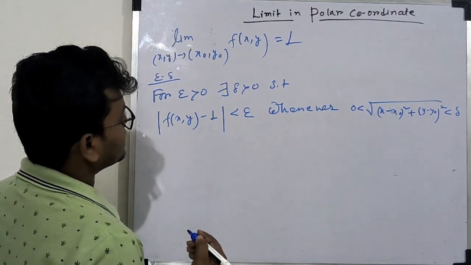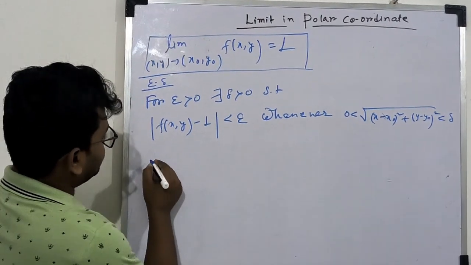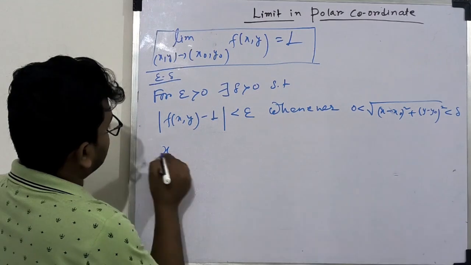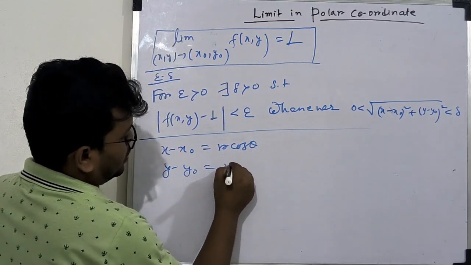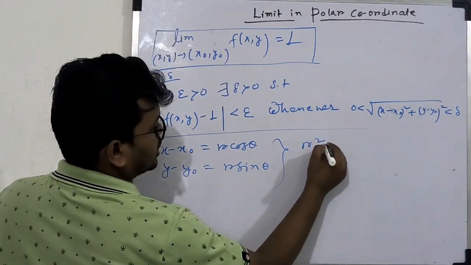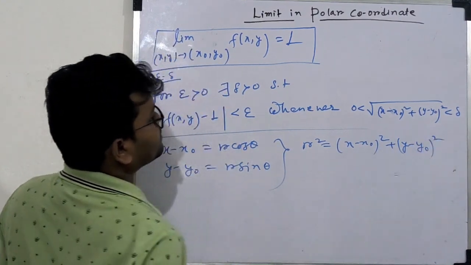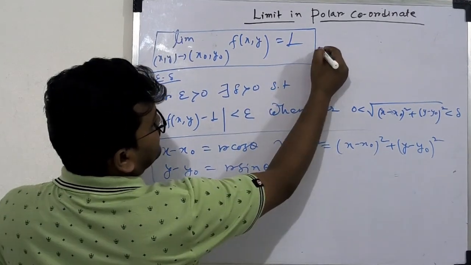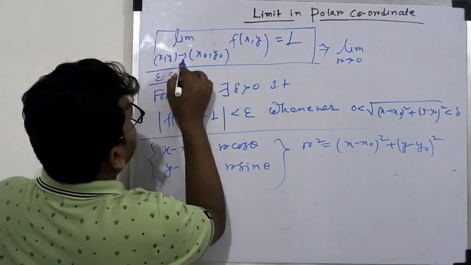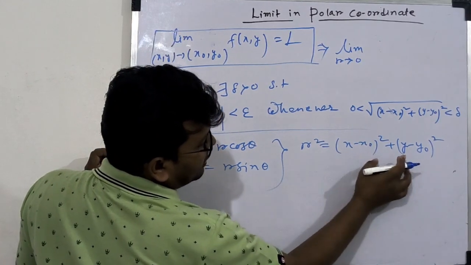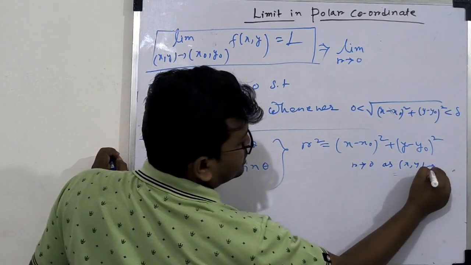Now we will discuss how we can define this in polar coordinates also. For that, we first change the function into polar coordinates, and we take the transformation x minus x0 equal to r cos theta, y minus y0 equal to r sin theta. This gives r square equal to (x minus x0) whole square plus (y minus y0) whole square. By this transformation, as (x, y) tends to (x0, y0), x tends to x0 and y tends to y0, so this becomes 0, and we get r tends to 0.